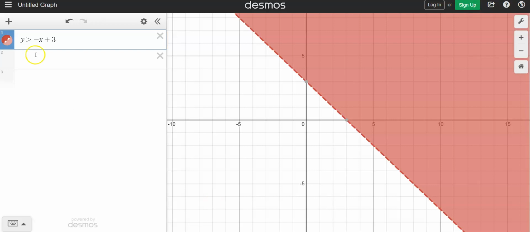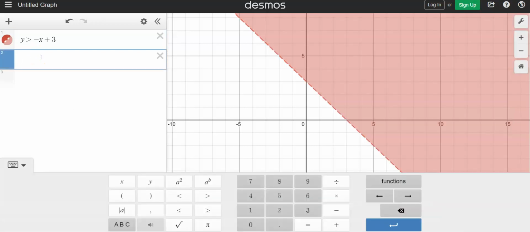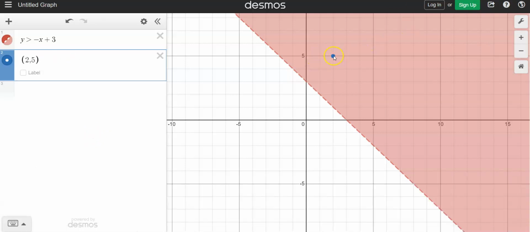So let's go back to Desmos. And I'm going to type in the point (2, 5). That's the first one that we're checking. All right, so you can type it in. And the nice thing about Desmos is that it actually graphs it for you. You can click on it. There's what (2, 5) is.